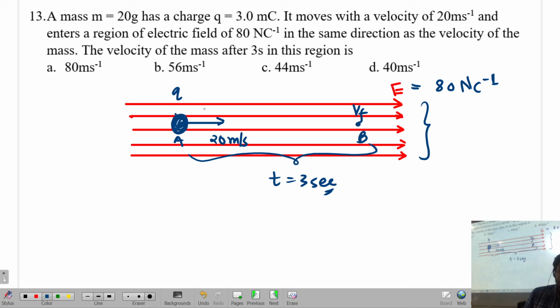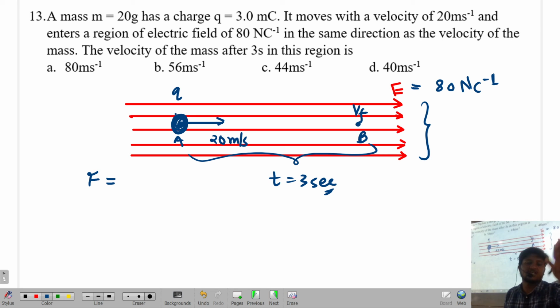If the positive charge is kept in the direction of the electric field, what is the force on the charge? When you apply Coulomb's law, 1 by 4 pi epsilon naught q1 q2 by r square, the charge is at rest.